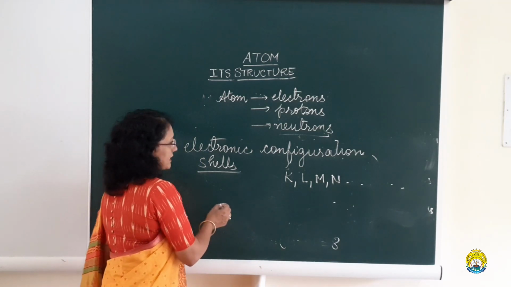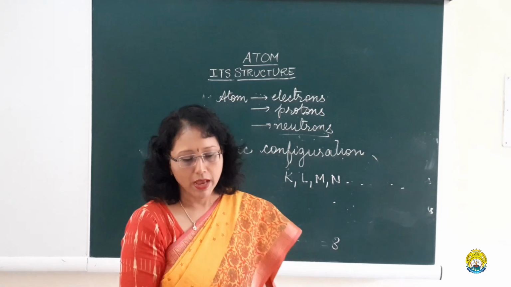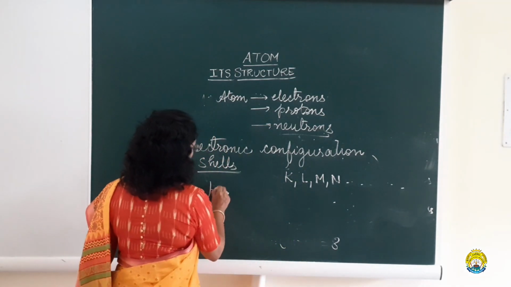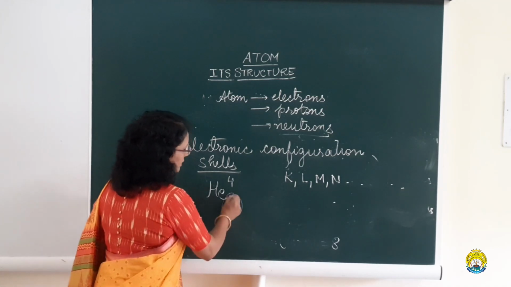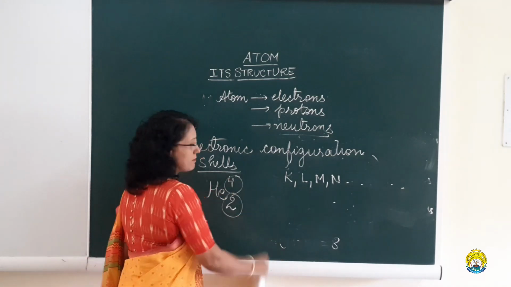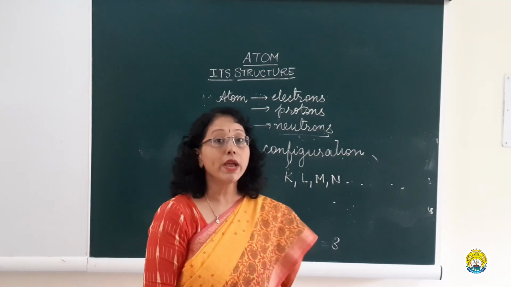Let's take the simplest example, which is helium. Helium, a rare gas, having 4 and 2. This 2 is the atomic number, 4 is the mass number. So how am I going to arrange these 2 electrons?